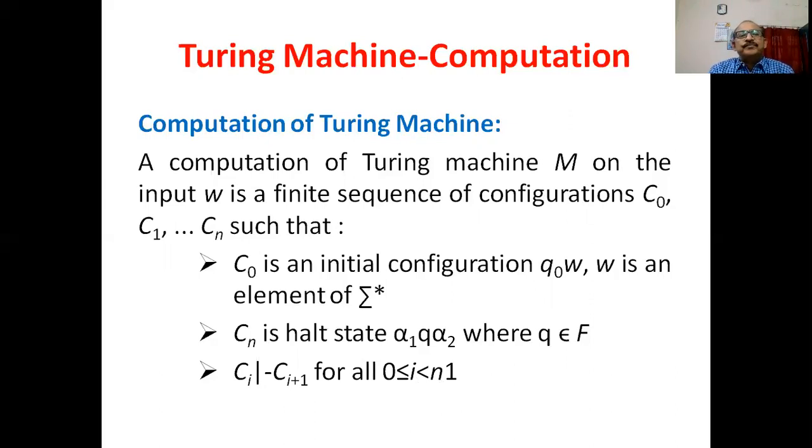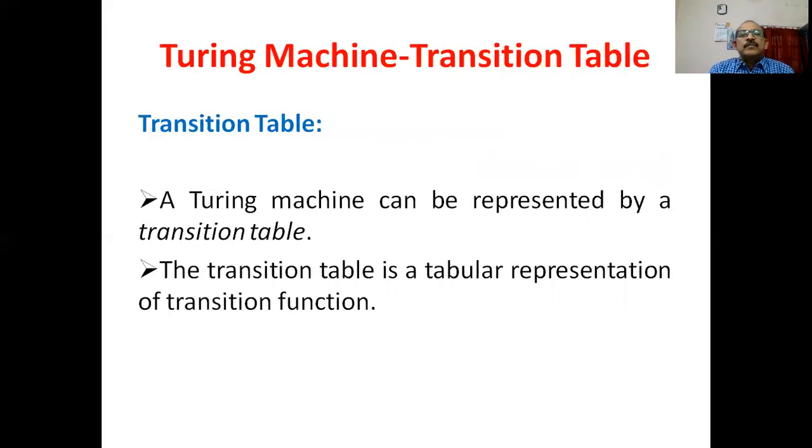Next is a transition table. A Turing machine can be represented by a transition table, as a pushdown automaton is represented by a transition table. A finite automaton is also represented by a transition table. And what is the transition table? A transition table is a tabular representation of a transition function.